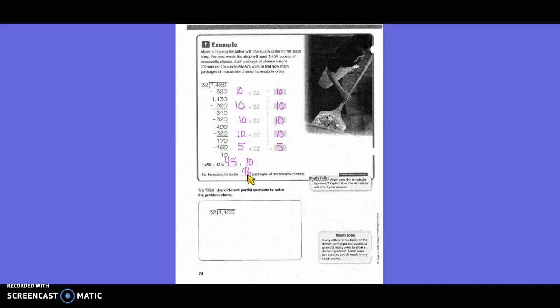Okay? Now, on this next one, so try this. Use different partial quotients to solve the problem. You guys are going to work it here, but I'm going to work it over to the side so I have a little bit more room. So I'm going to have 1450 divided by what? 32. So basically what they want us to do is they want us to use partial quotients that are a little bit bigger so then we don't have to have quite as many steps. So I could take 32 times what?